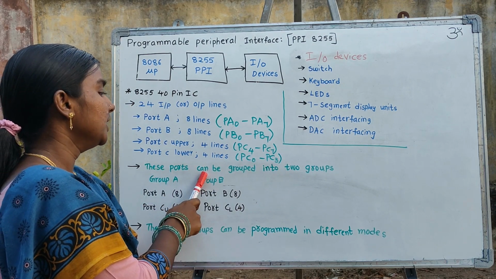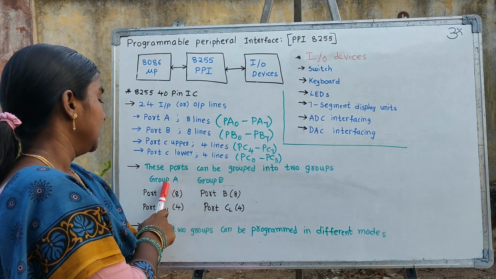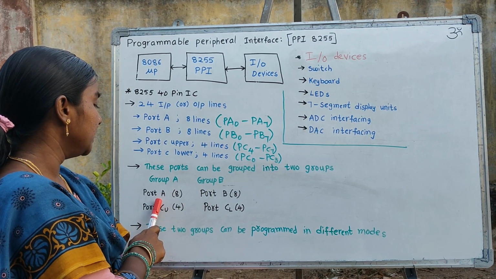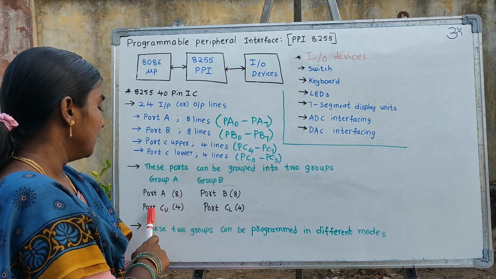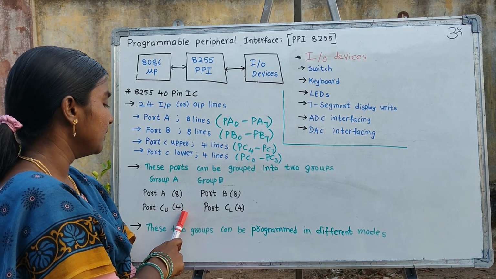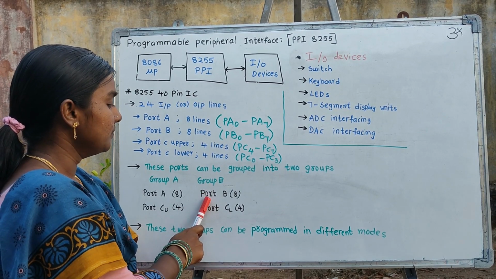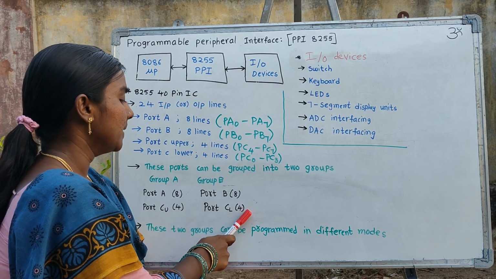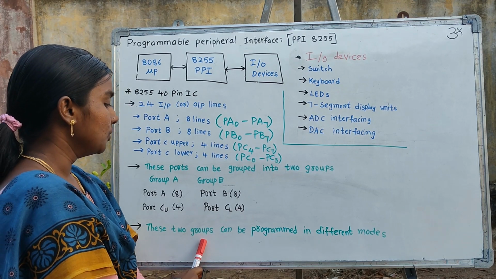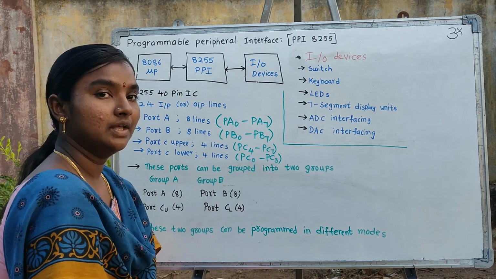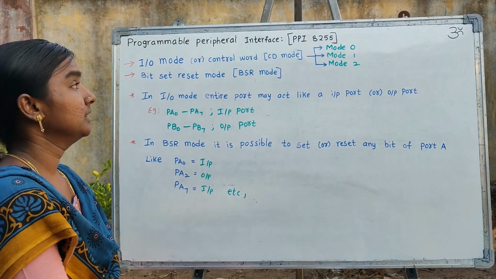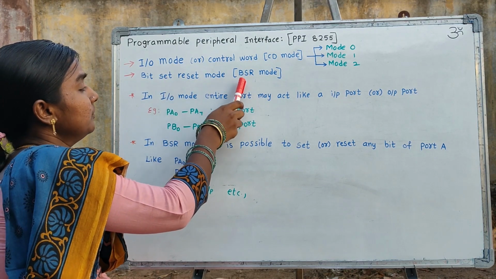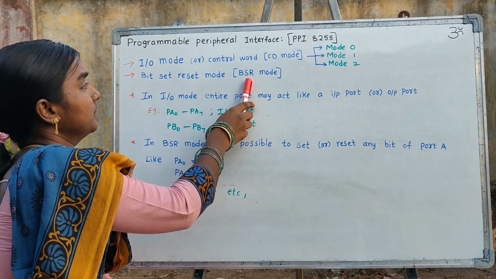These ports can be grouped into 2 groups: Group A and Group B. Group A consists of port A with 8 lines and port C upper with 4 lines. Group B consists of port B with 8 lines and port C lower with 4 lines. These 2 groups can be programmed in different modes. They are input-output mode and bit set reset mode. In short, we may denote this as BSR mode.